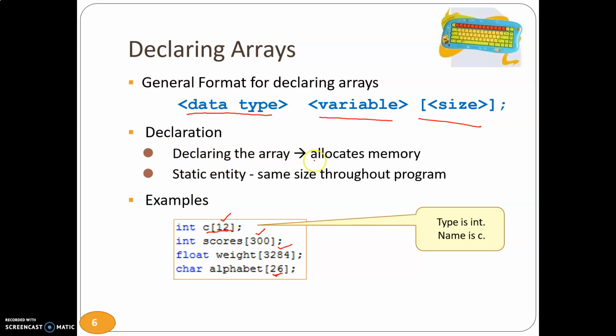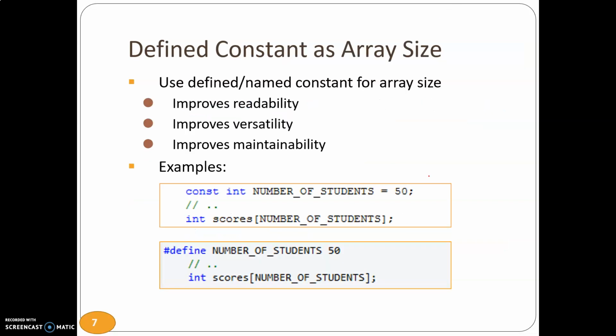Declaring the array allocates the memory in sequential order, and basically it is a static entity. If you observe, it is a constant value every time. It has the same size throughout the program, which we can't change once we have fixed it. Hence these are called static arrays.